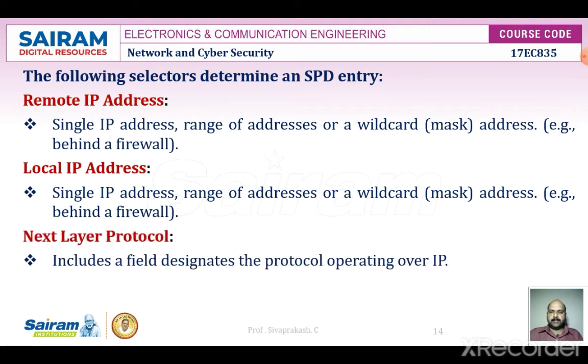The third parameter, or the third selector, is going to be called the next layer protocol. The IP protocol header may be IP version 4, IP version 6, or an IP version 6 extension, which includes a field called protocol for IPv4, next header for IPv6, or next header for IPv6 extensions, which designates the protocol operating over the internet protocol IP.